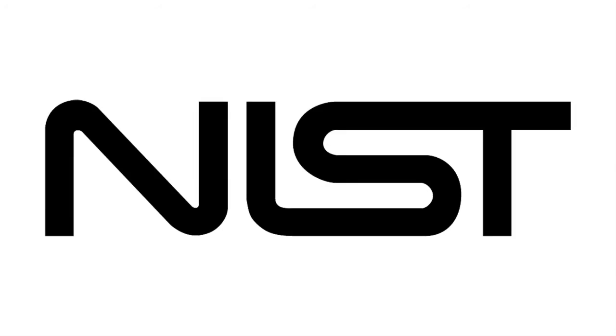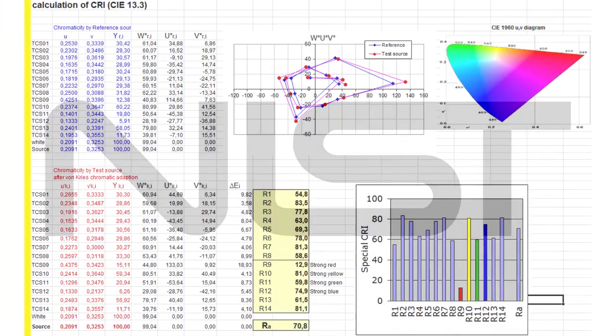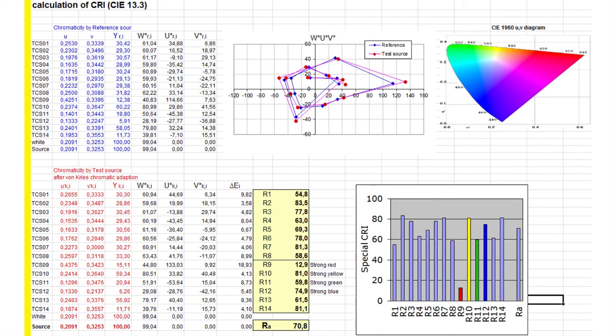Another method is known as color quality scale, or CQS for short. NIST, in close cooperation with the lighting industry and the CIE, is in the process of finding a solution to the unsatisfactory measurements using CRI. The problems of CRI occur especially when the method is used for the characterization of solid-state light sources.